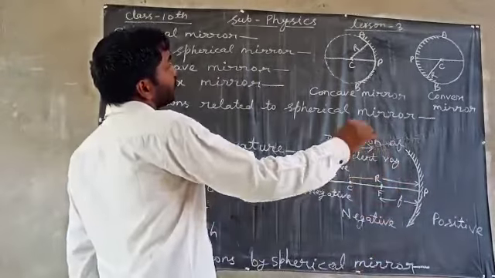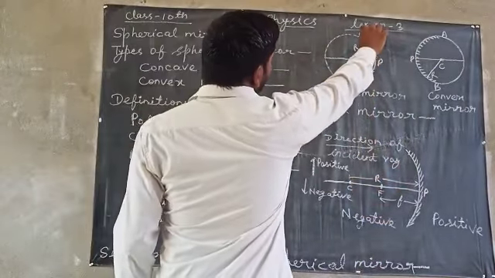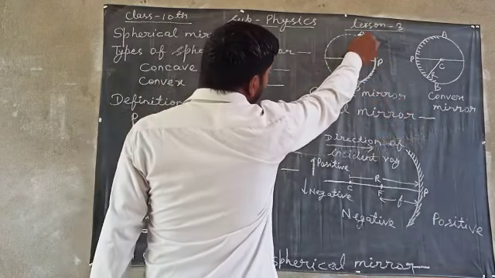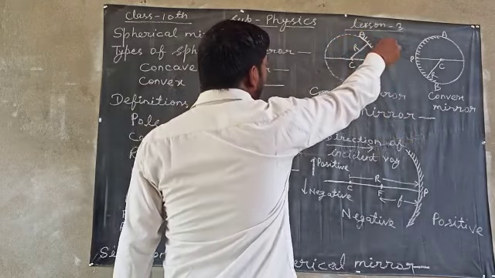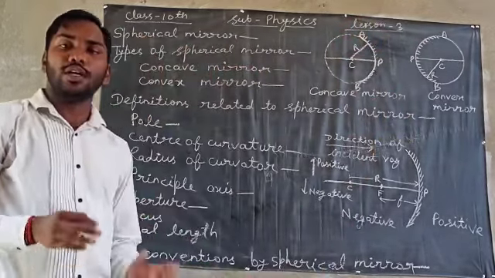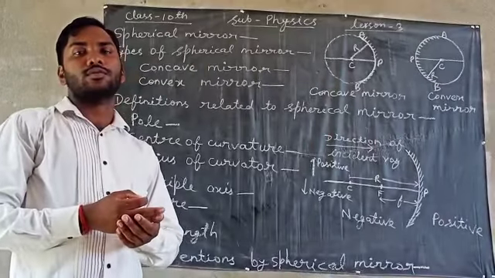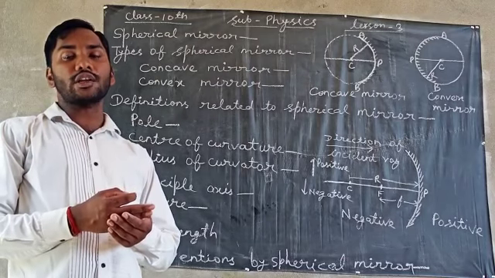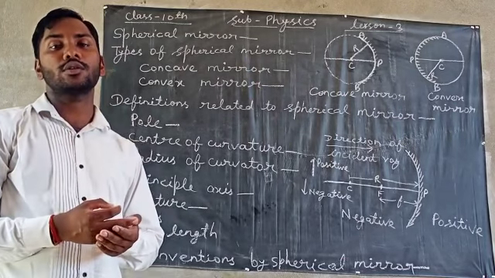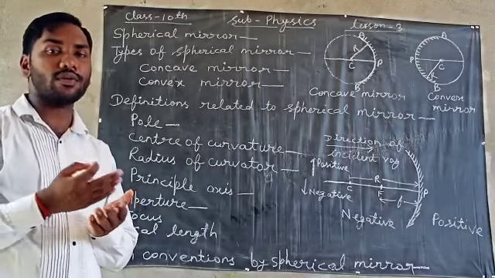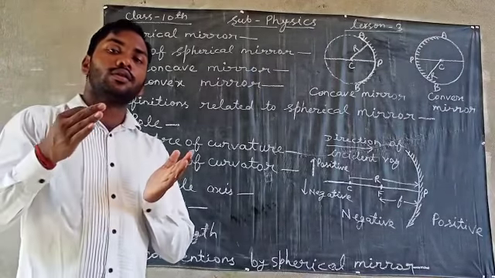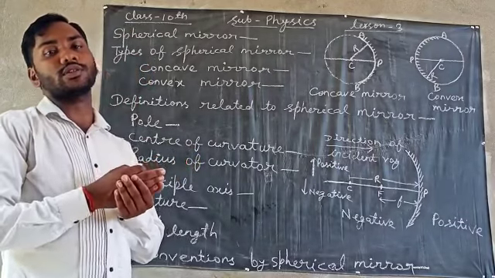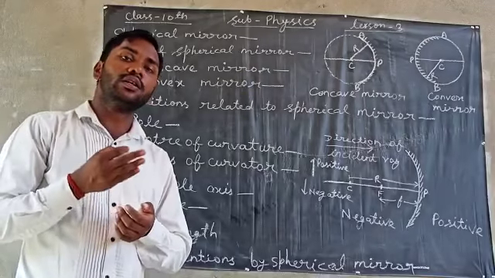In this figure, APB is the mirror, and this mirror is a part of the whole sphere. A concave mirror is also known as a converging mirror because after reflection of light, the rays meet, or converge, at the focus. That's why they are called converging mirrors.